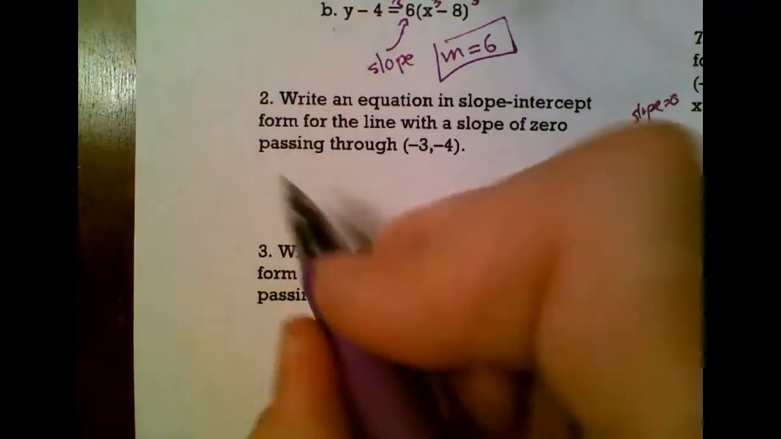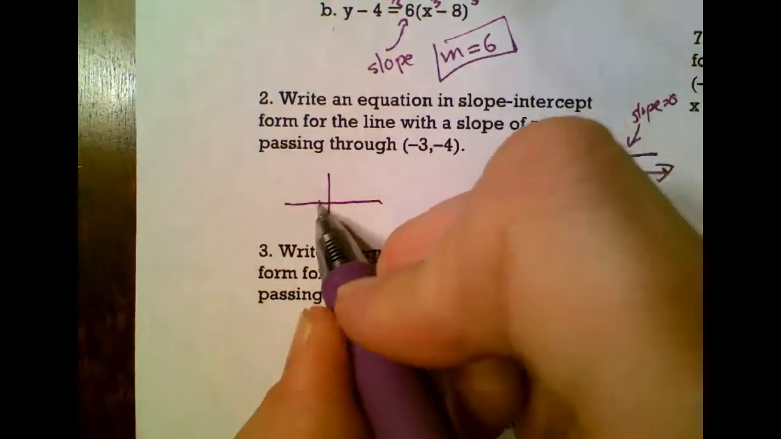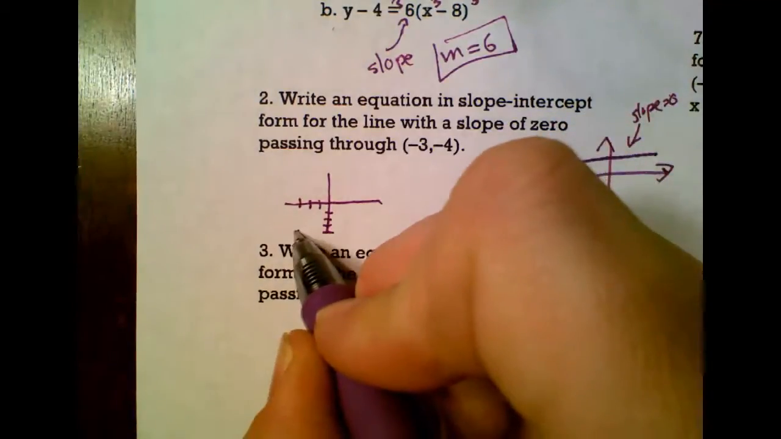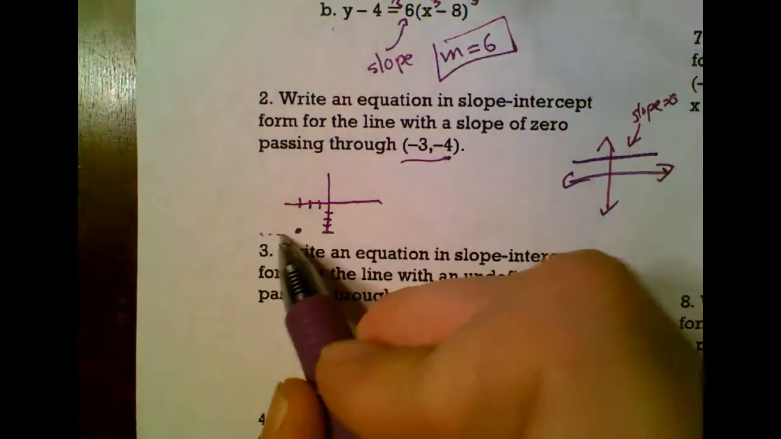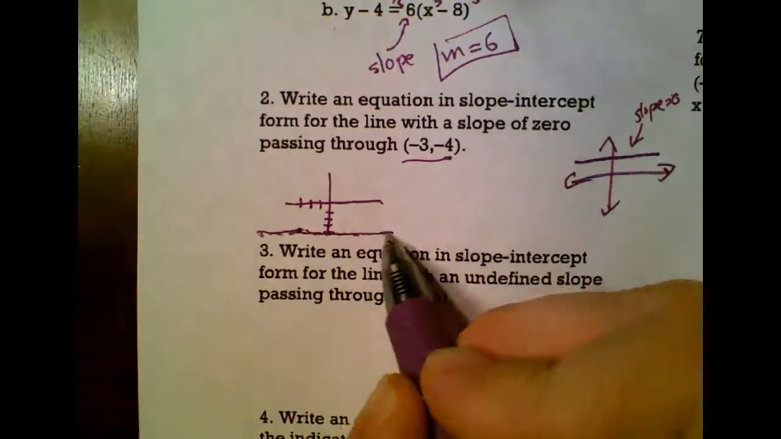So let's do this. Okay, let's figure out on a coordinate plane where this point is. So we go over 3, 1, 2, 3, and down 4, 1, 2, 3, 4. And so that's where our point is. And we know this has a slope of 0, so it's a horizontal line. So we'll just get that line in there. Here's our line.